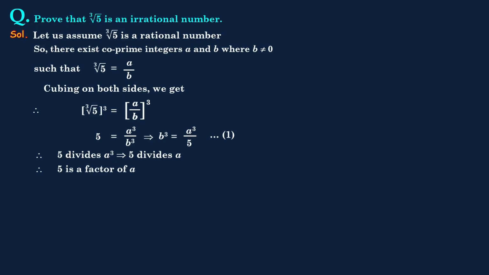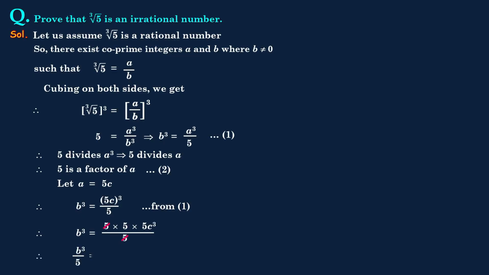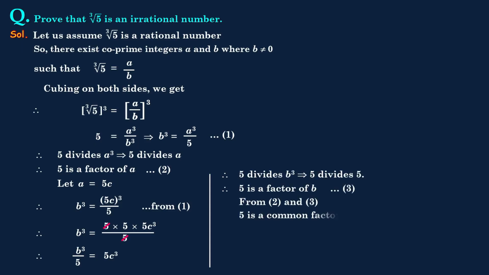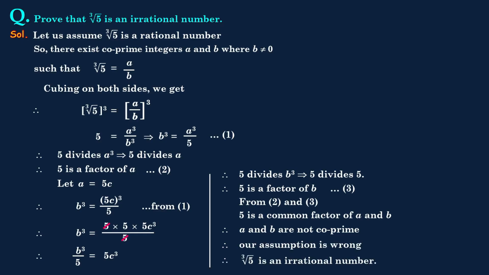So, 5 is a factor of a. Let a be equal to 5c. Substituting this value of a, we get b cube equal to 5c cube. This shows that 5 divides b cube, and hence 5 divides b. So, 5 is a common factor of both a and b. This contradicts the fact that a and b are coprime integers. Therefore, our assumption that cube root of 5 is a rational number is wrong. Hence, cube root of 5 is an irrational number. Hence proved.